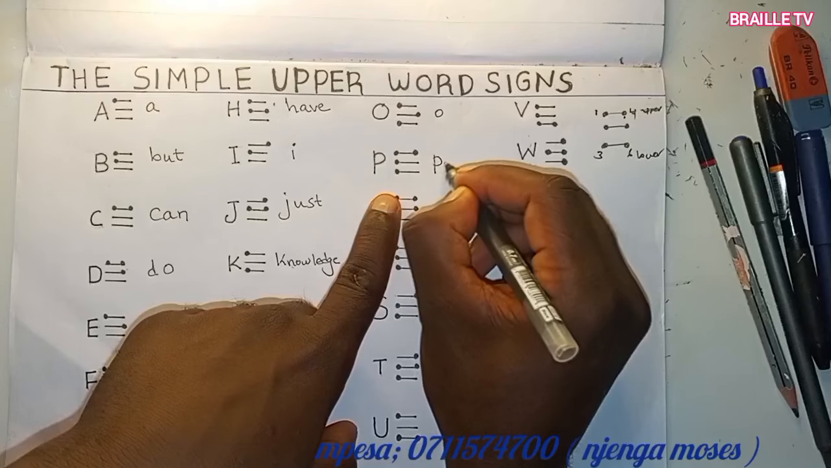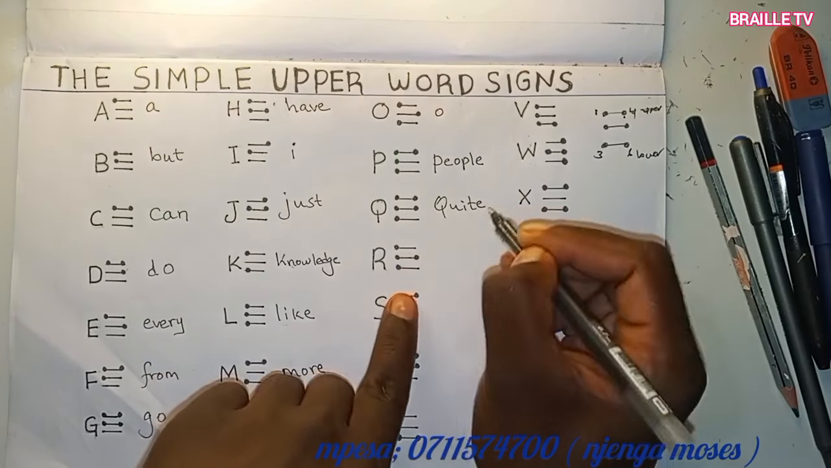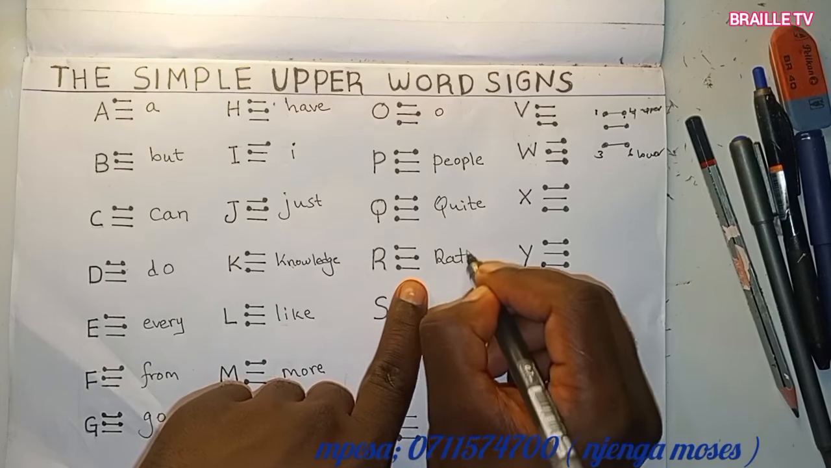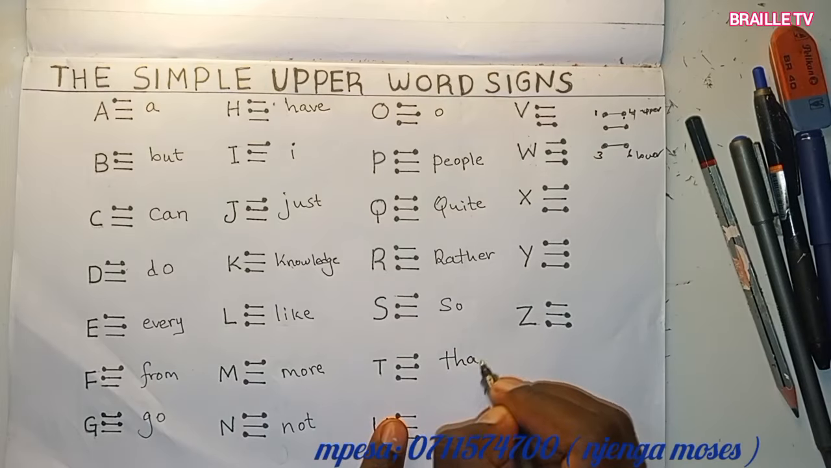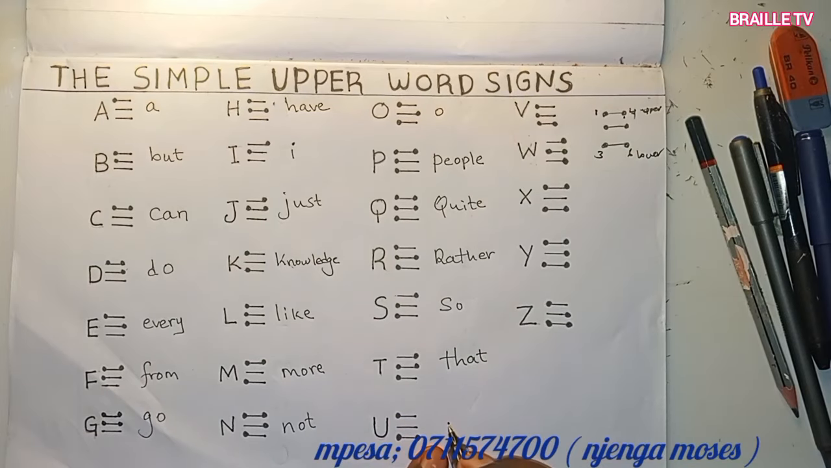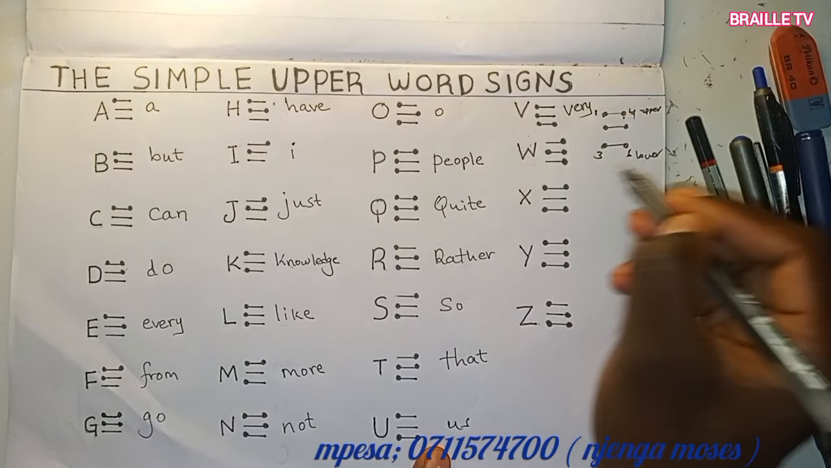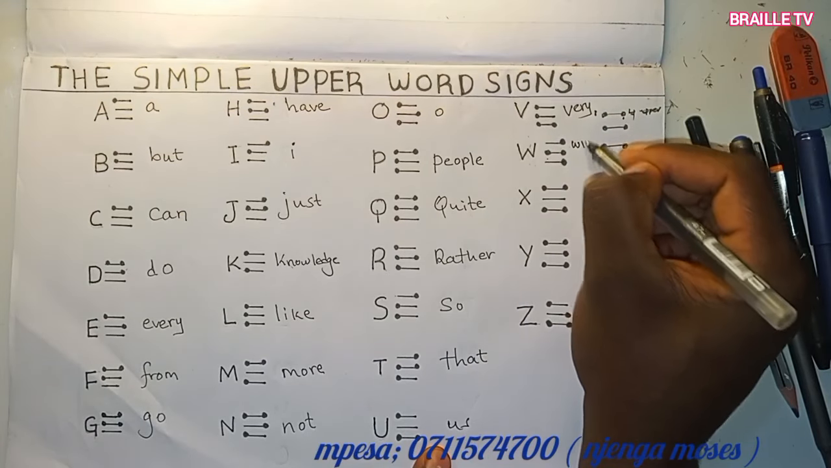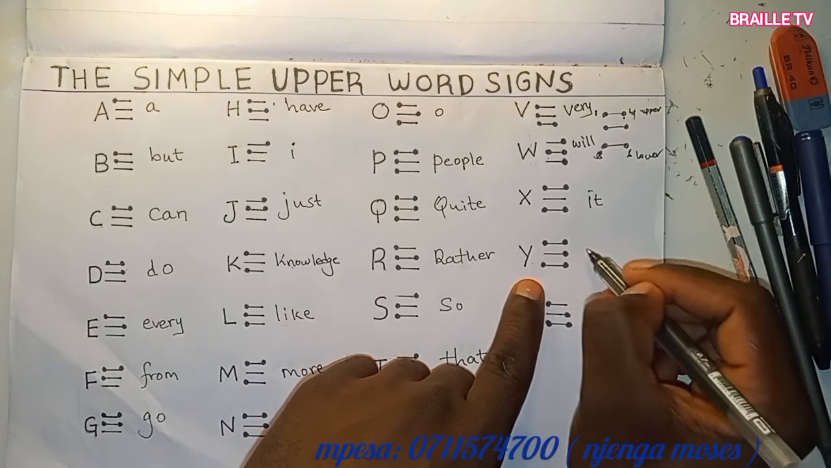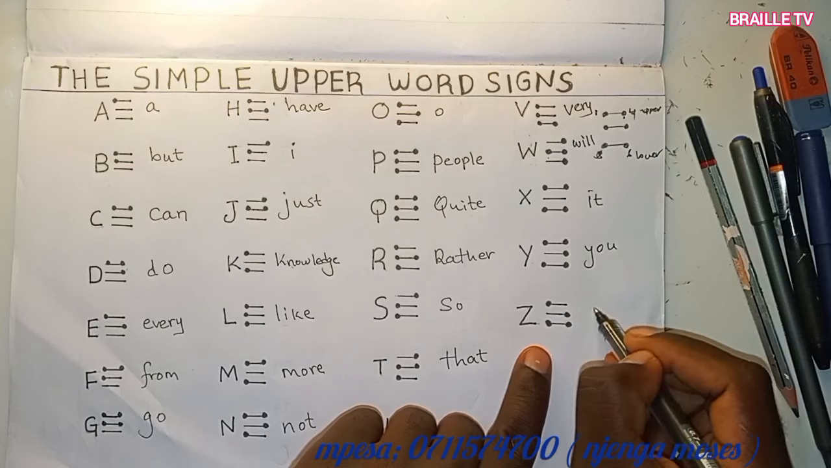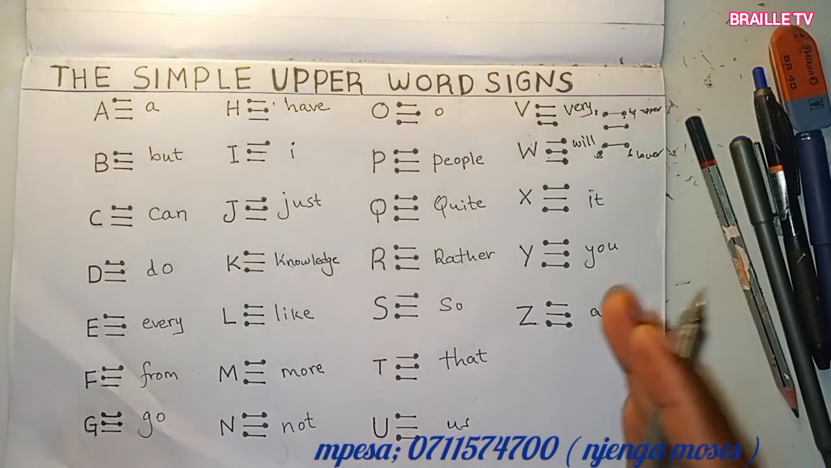Then P represents people, Q is quite, and R is rather. Then we have S, so; T, that; and U, us. And then V, very. W, will. Then we have X, it; Y, you; Z, as. Right. Now this is what we call word signs, or simple upper word signs.